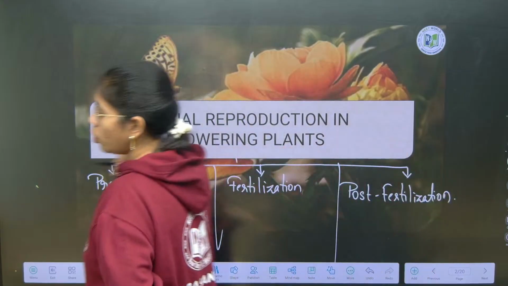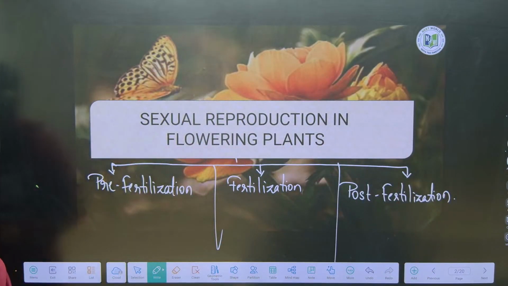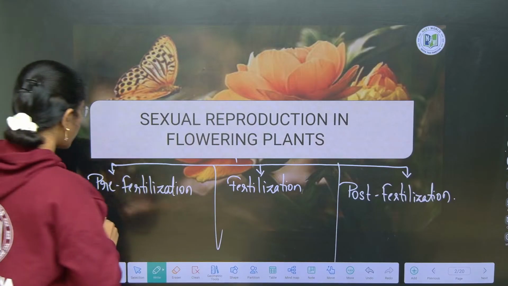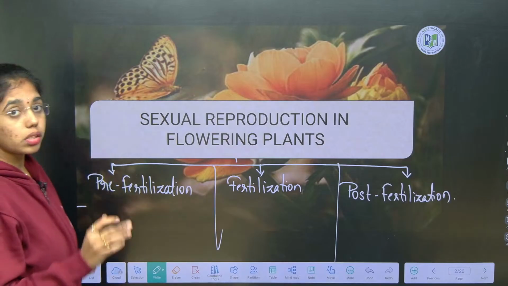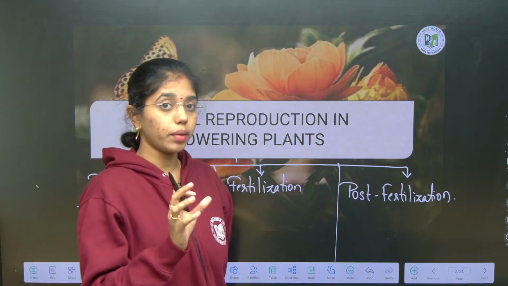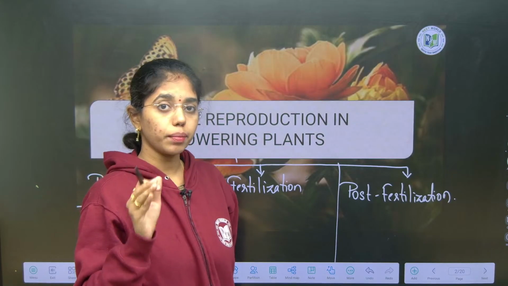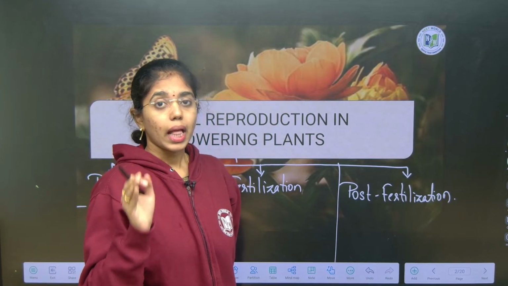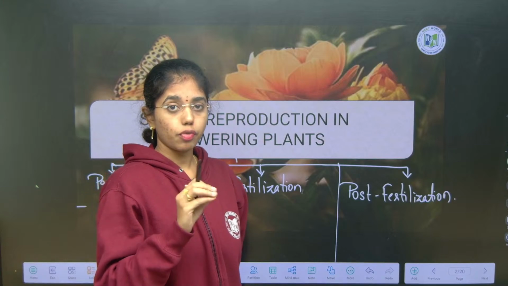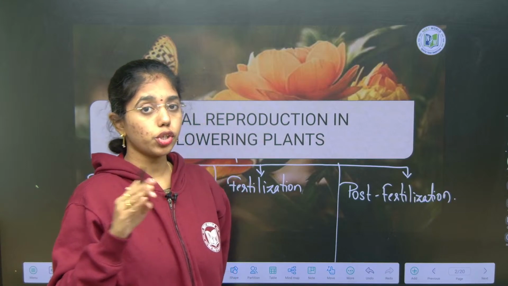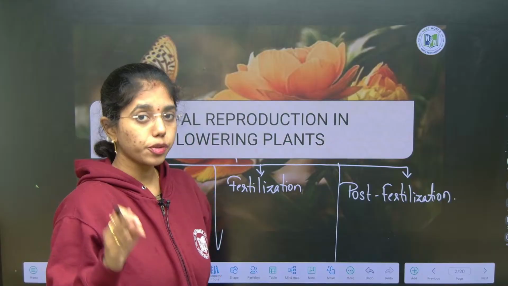So here we go with first, pre-fertilization events. In pre-fertilization events, we will come across the male reproductive structure and female reproductive structure and the formation of male gametophyte and female gametophyte. That is microsporogenesis, formation of microspores, and formation of megaspores under megasporogenesis.